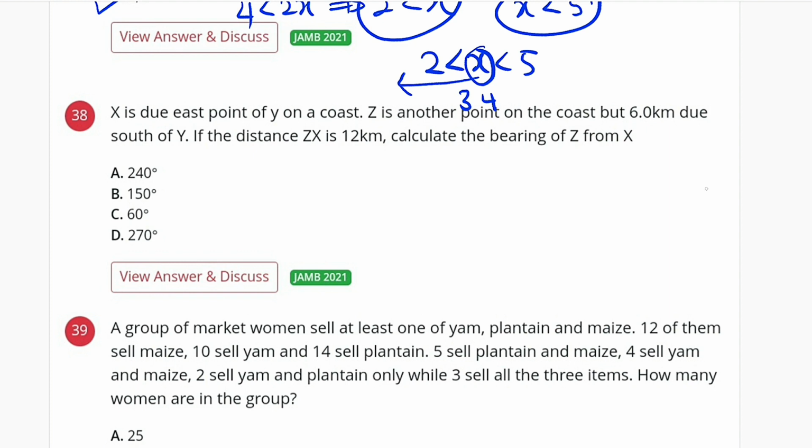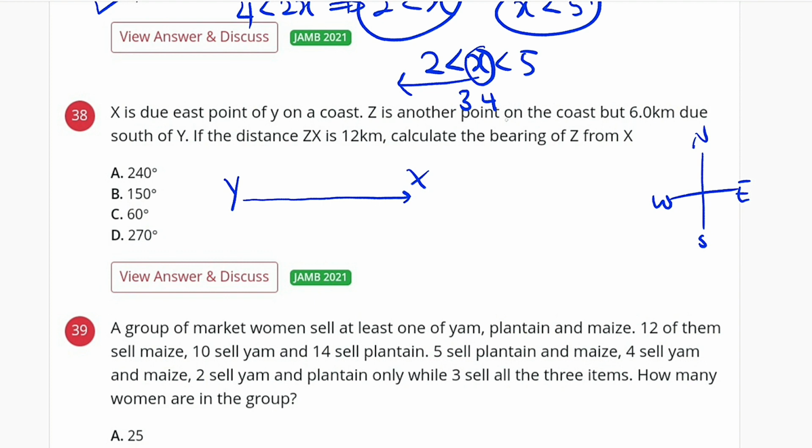Remember our 4 cardinal points. We have the north, the south, the east, and the west. So let's start with x. Suppose we have a point x here, due east of y. Okay, so we have to start with y. So if we have y here, due east of y, we are going in this direction, and we have to meet x at that point, right?